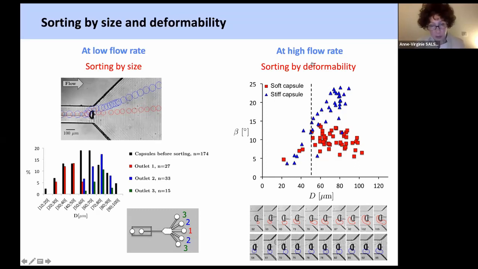And then how do you sort the objects? You can just have different exits. So you make the different portions of the particles go into different outlets. And in each outlet, you will then have objects of different sizes on the left, or objects of different mechanical properties on the right, at higher flow rates.